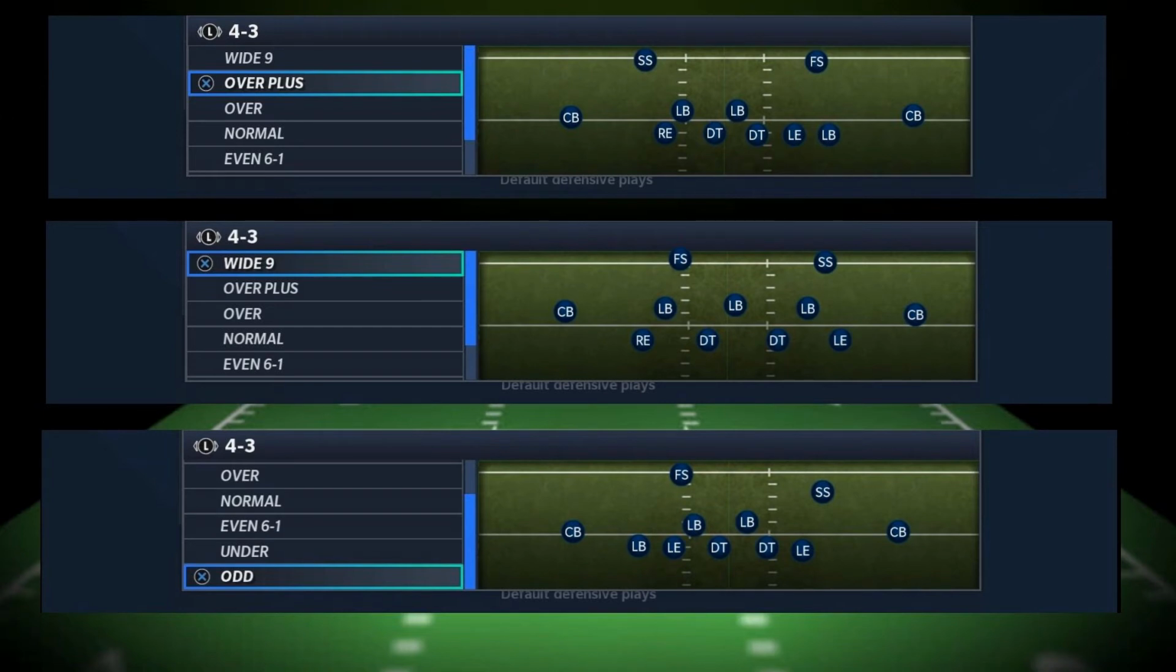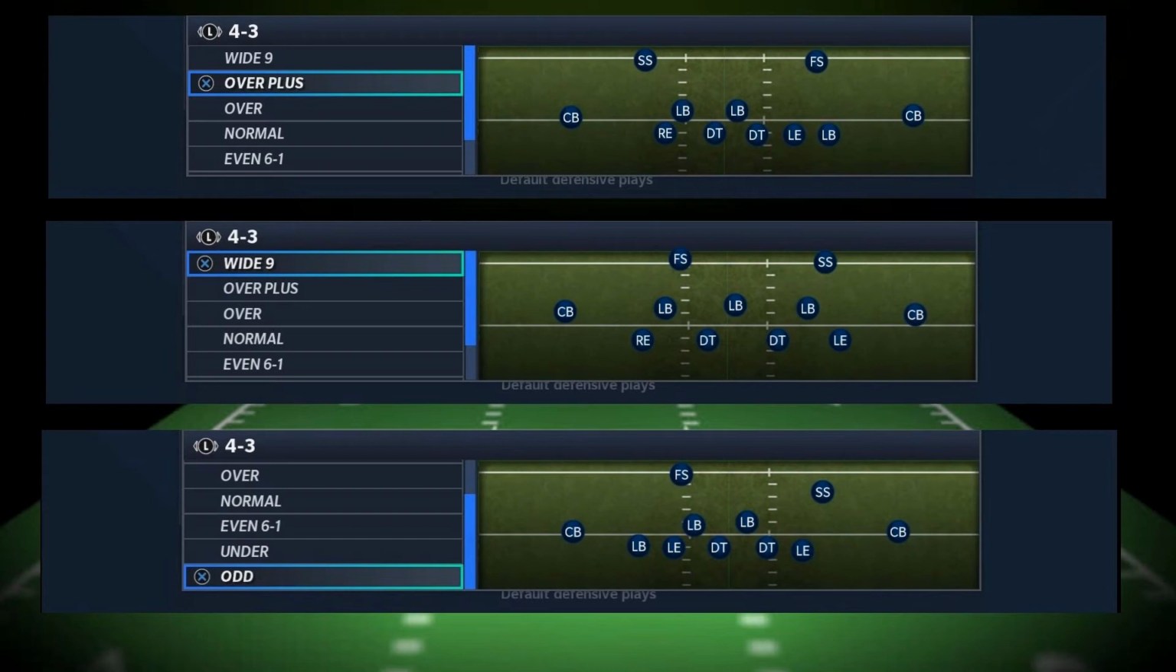anytime you see a 4-3 defense, running into the right wouldn't be good. Okay. Because you have a linebacker standing with the left end, you have a CB, so you have four people that are going to get you. You have a linebacker, you have a CB, you have free safety, and you have a linebacker, and then you have that left end there.